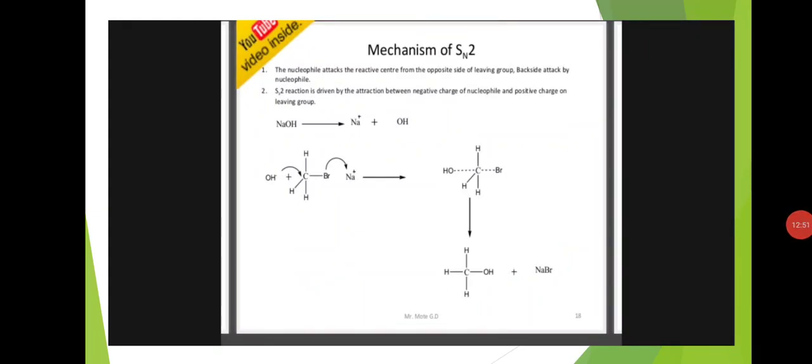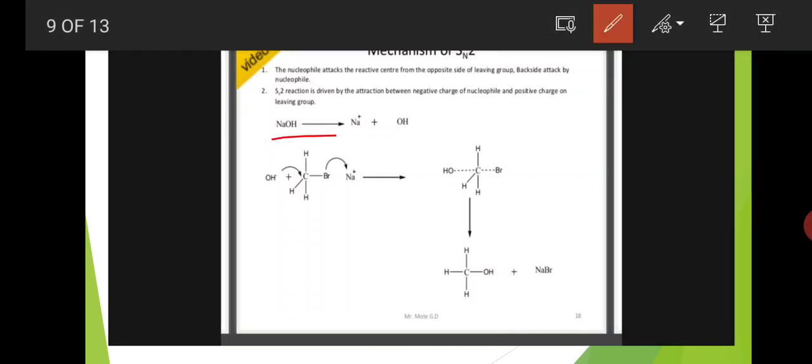The mechanism of SN2. The nucleophile attacks the reactive center from the opposite side of the leaving group, that is, backside attack by the nucleophile. The SN2 reaction is driven by the attraction between the negative charge of the nucleophile and the positive charge on the carbon bearing the leaving group. So first here NaOH is converted to Na plus and OH minus. Okay, here this is the alkyl halide CH3Br.